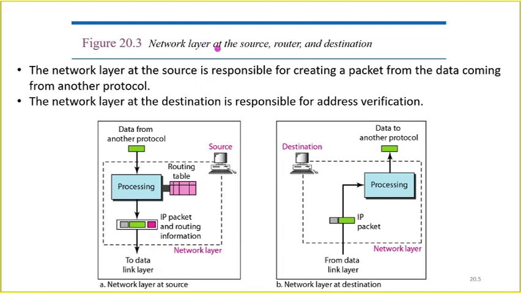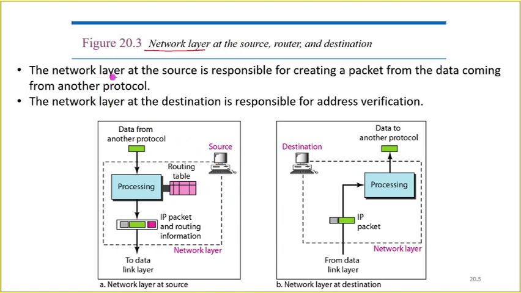So at the network layer, it consists of basically a source, a destination, and a router in between, with the data being transmitted from source to destination. So how does a network layer basically work at different locations, like at the source, the destination, and the routers?